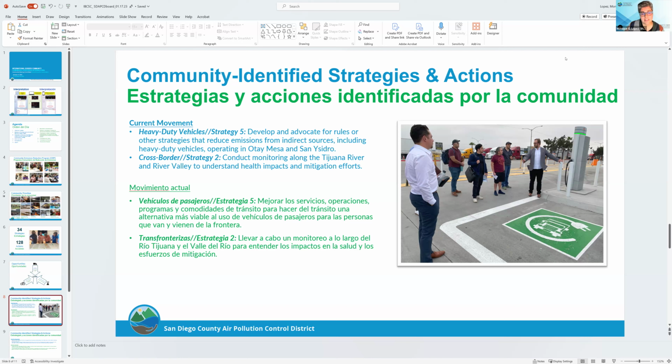And the second is conduct monitoring along the Tijuana River and River Valley to understand the health impacts and mitigation efforts. That is starting already. There have been a couple of monitors deployed in the Tijuana Valley area, and there will be more. A group of us took a tour out at the wastewater treatment site run by the International Boundary Water Commission. Domingo, not sure if you're still here? I think you are.